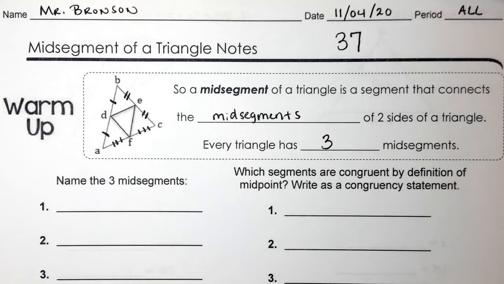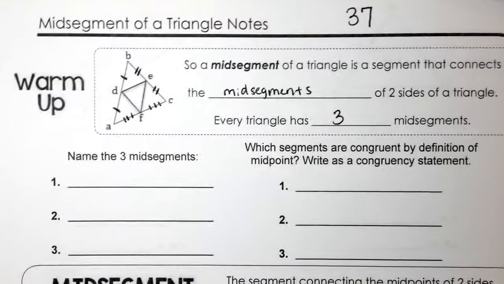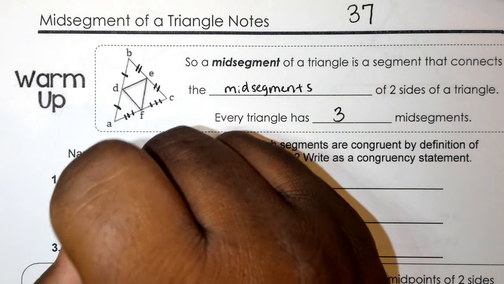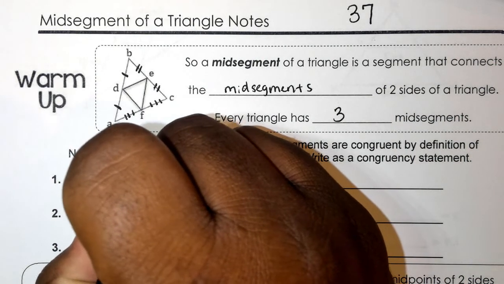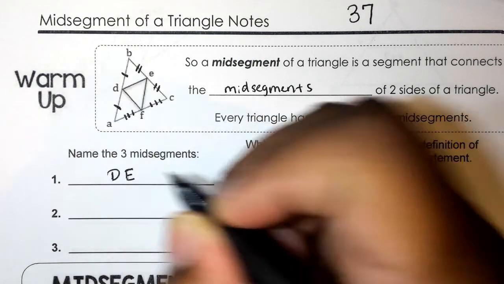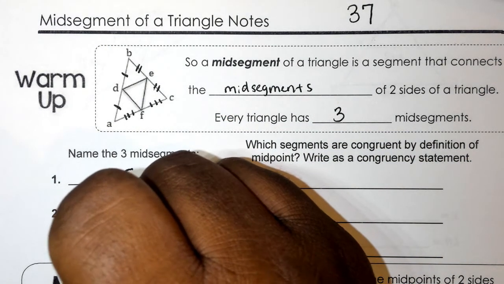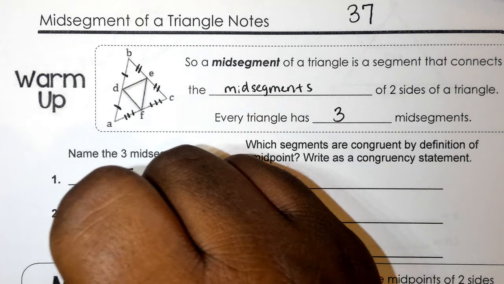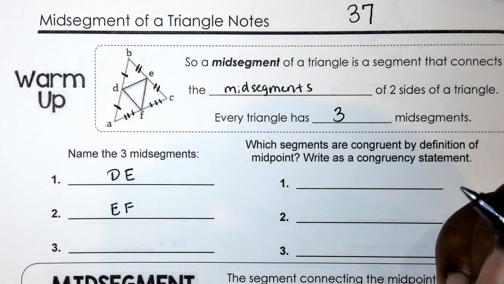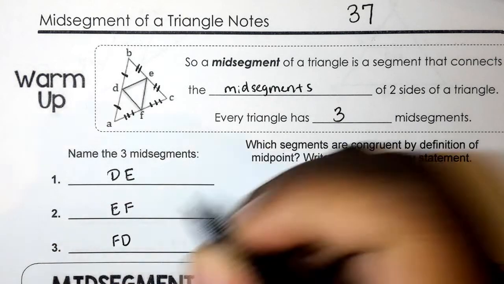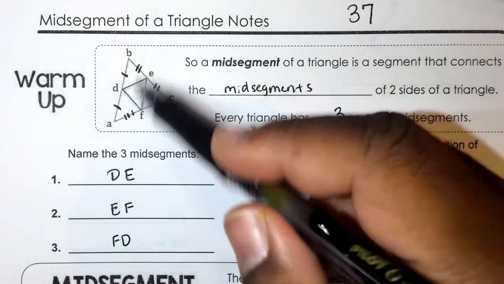Alright. Further down, let's actually name the mid-segments. So it says name the 3 mid-segments. The 3 mid-segments are DE, and then you have EF. I know they use lowercase letters, but I'm going to use uppercase. And then FD. Those are the 3 mid-segments in this triangle right here.